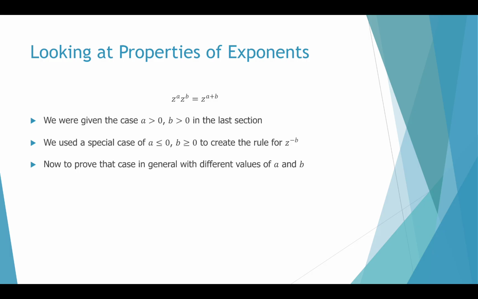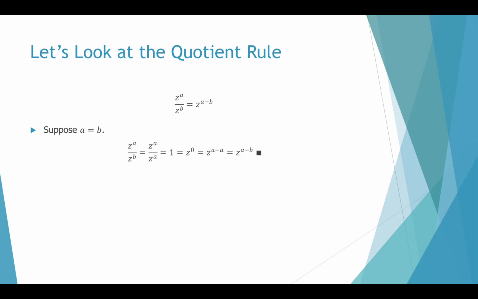Now, to prove that case in general with different values of a and b, this would be cases, right? If we were doing this, we would do cases. So we're not going to do this one. I'm not going to do the multiplication. I'm going to do the division. So I'm going to look at the quotient rule, z to the power of a divided by z to the power of b, and I'm saying that's defined by z to the power of a minus b. But I need to look at cases.